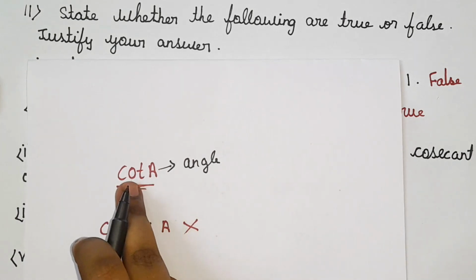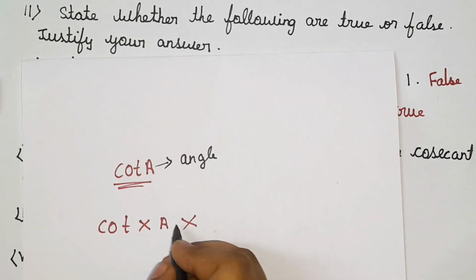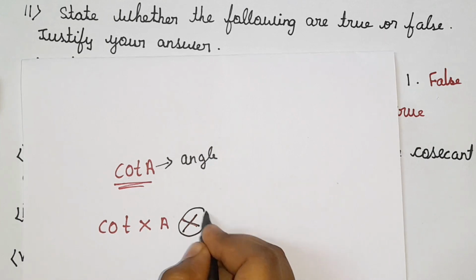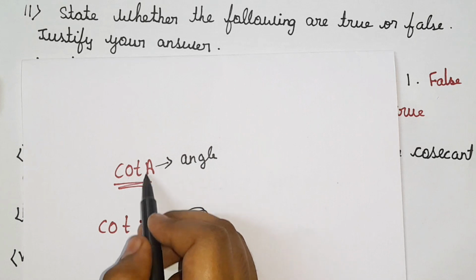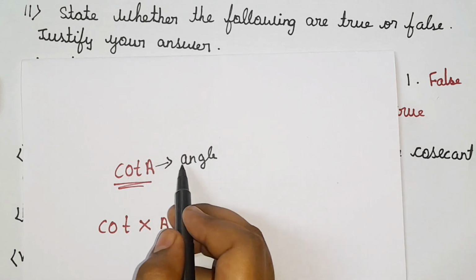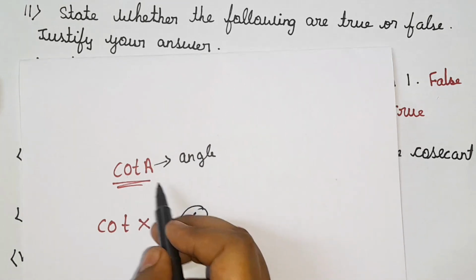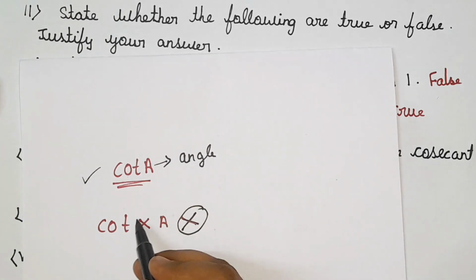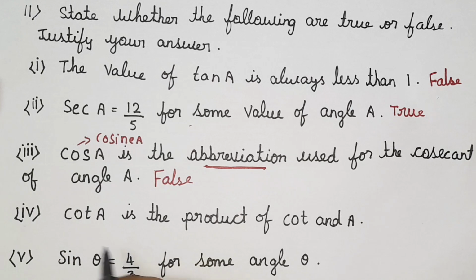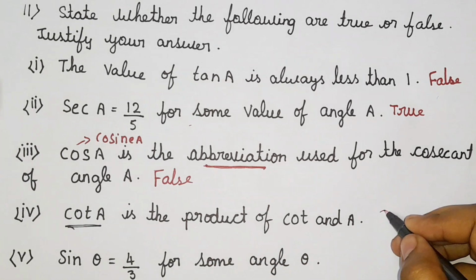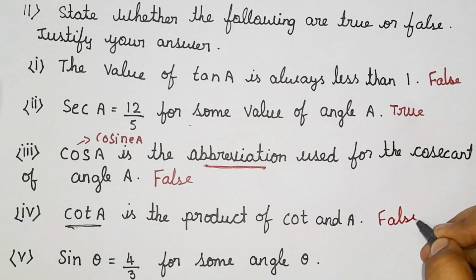So don't think that it is cot into A, that is completely wrong. That statement itself is wrong. So why do we have cot A? Here the A is representing the angle, that's why this is the only correct form. We should not write something like this. According to the question, cot A is the product of cot into A, so this is a wrong statement. We can write it is false.